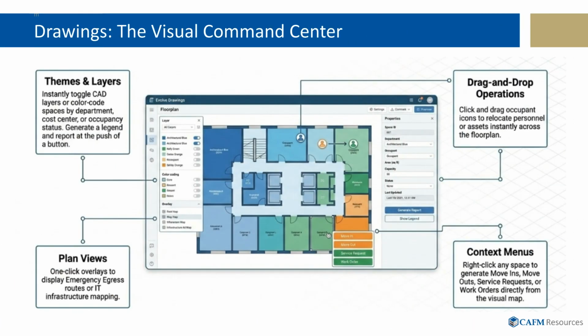Drawings act as the visual command center in Evolve FM. Through themes and layers, you can instantly color code spaces, toggle CAD layers, and generate reports. You can even use click-and-drop operations to relocate personnel or right-click to trigger service requests directly from the floor plan.